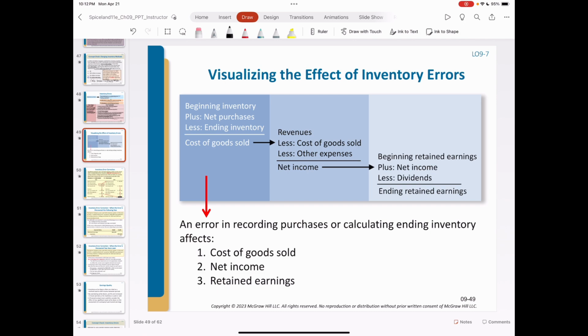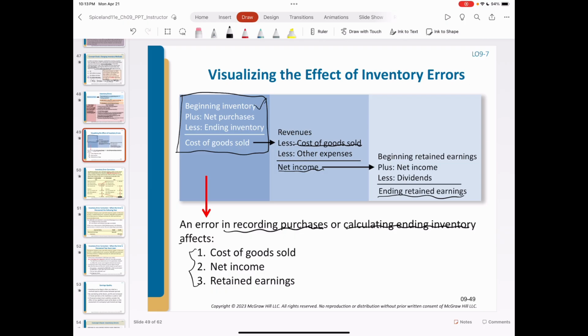An error in recording purchases or calculating ending inventory affects cost of goods sold, earnings, and the retained earnings. Beginning balance plus purchases, subtract the ending balance of inventory, is cost of goods sold. If there are errors in the purchases and we assume the ending balance of inventory is correct, the error in the purchases will have an impact on the cost of goods sold because of this equation. And the cost of goods sold will have an impact on net income, and finally on the retained earnings.